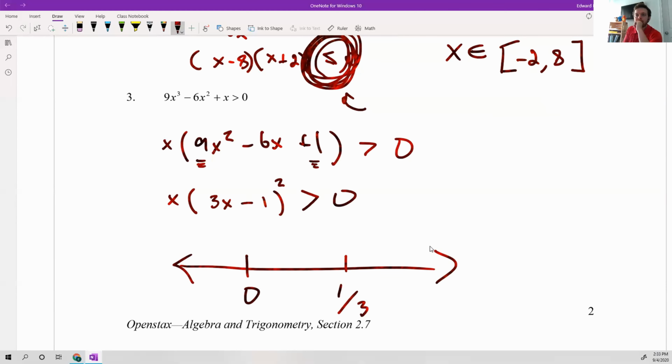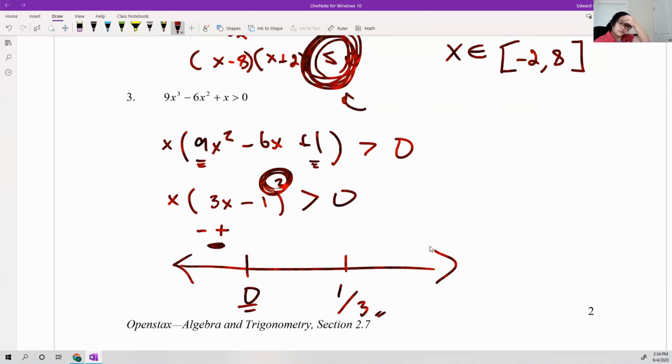Let's plug in -5. Negative times, hey, wait, we have something that's being squared. That's always going to be non-negative. It's 0 when? At 1/3 and 0, so we've already accounted for that. So we got a negative and a positive. That's going to give us a negative.